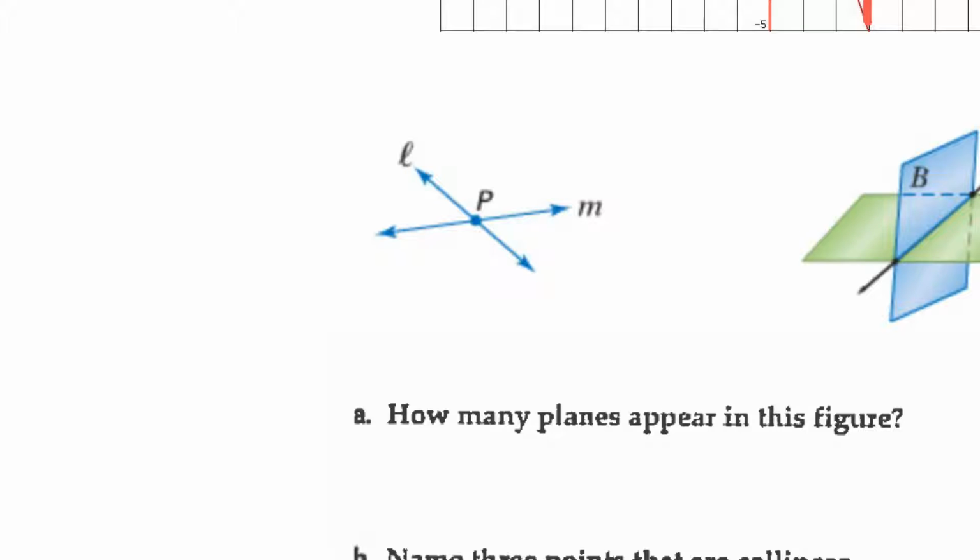All right, so looking at this right here. What's going on right here? You have two lines meeting, right? So what is the name of this line right here? Okay, line L. Yeah, it's a jacked up L, but it's an L. Okay, what's the name of this line? It's line M. So where line L and line M meet up, where do they meet at? Point P. They meet at point P.